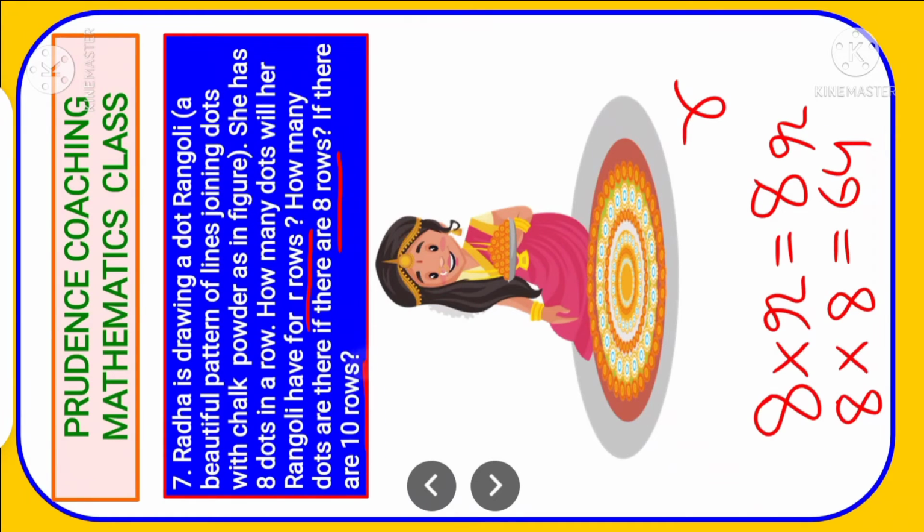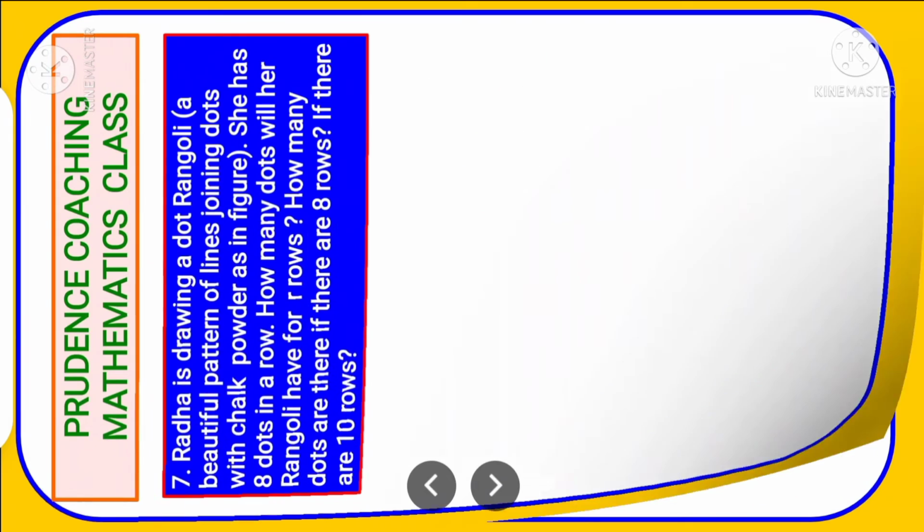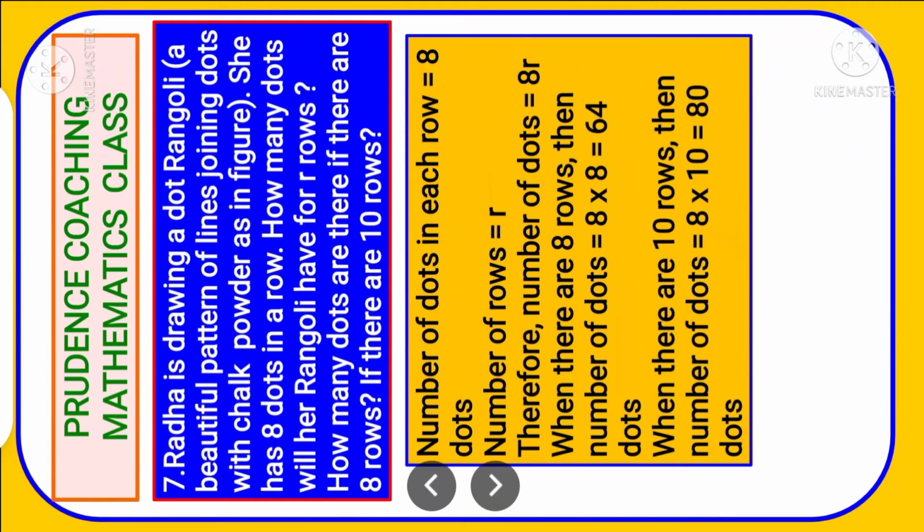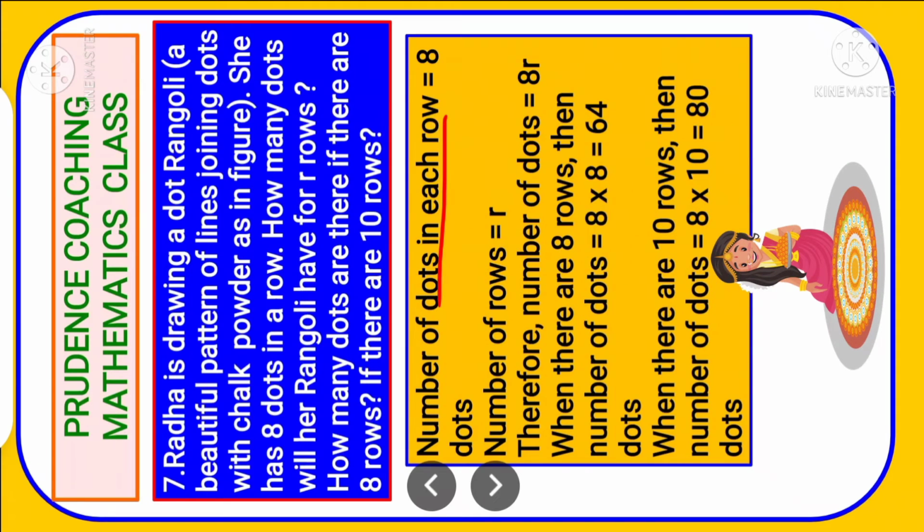Again it is said 10 rows. So 8 dots in a single row into 10. So you will get 80 dots total in case the number of rows is 10. So now let us write the final answer. The number of dots in each row equals 8 dots. And in the first question it is given that the number of rows is r. So the number of rows equals r, therefore the number of dots will be 8r.